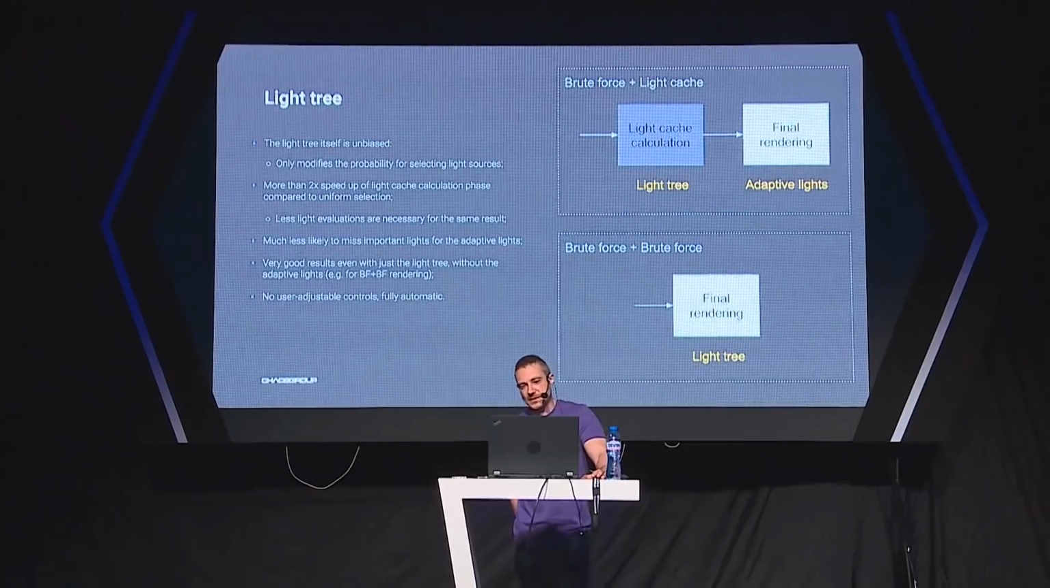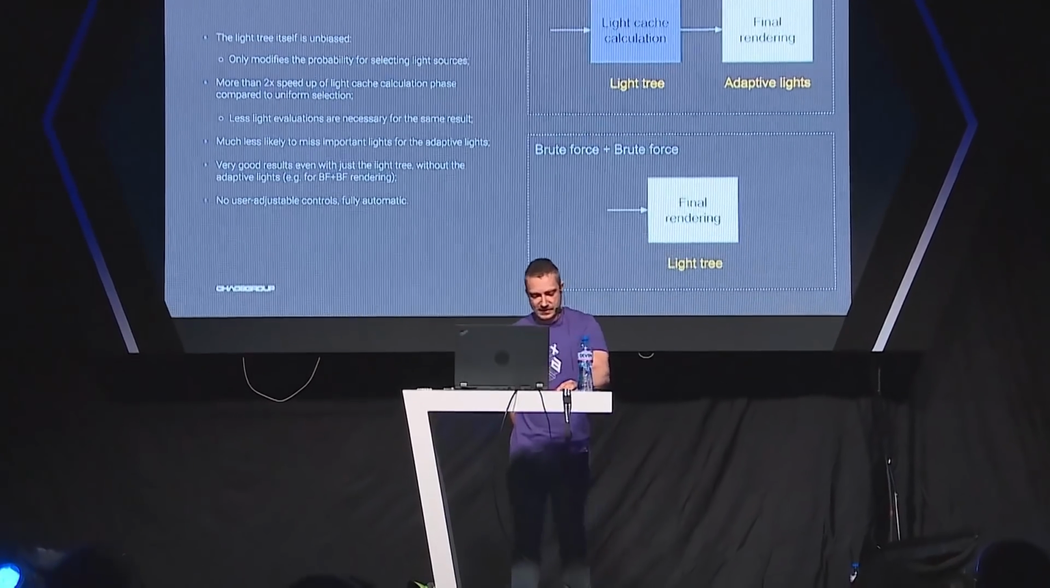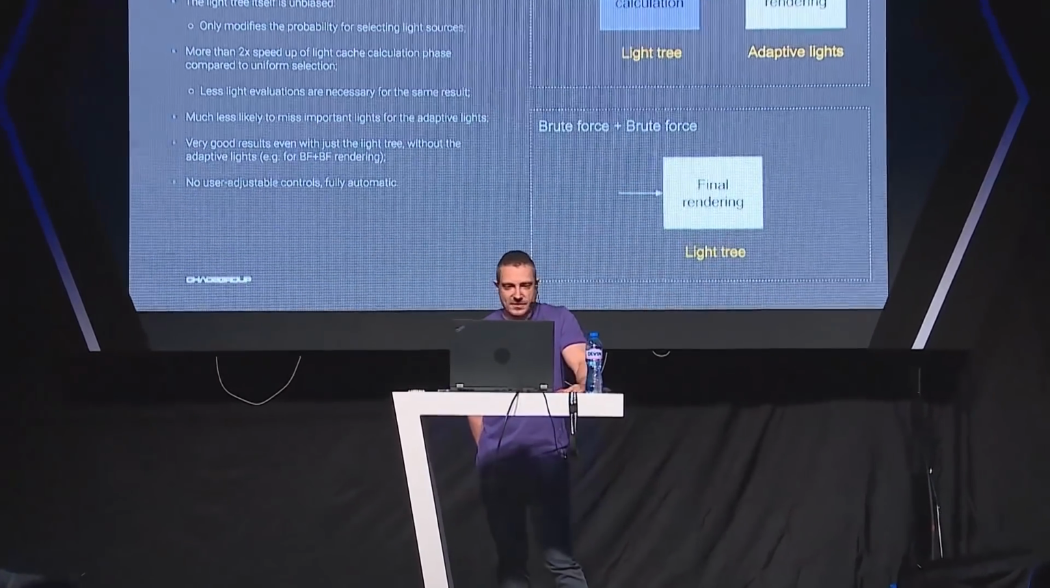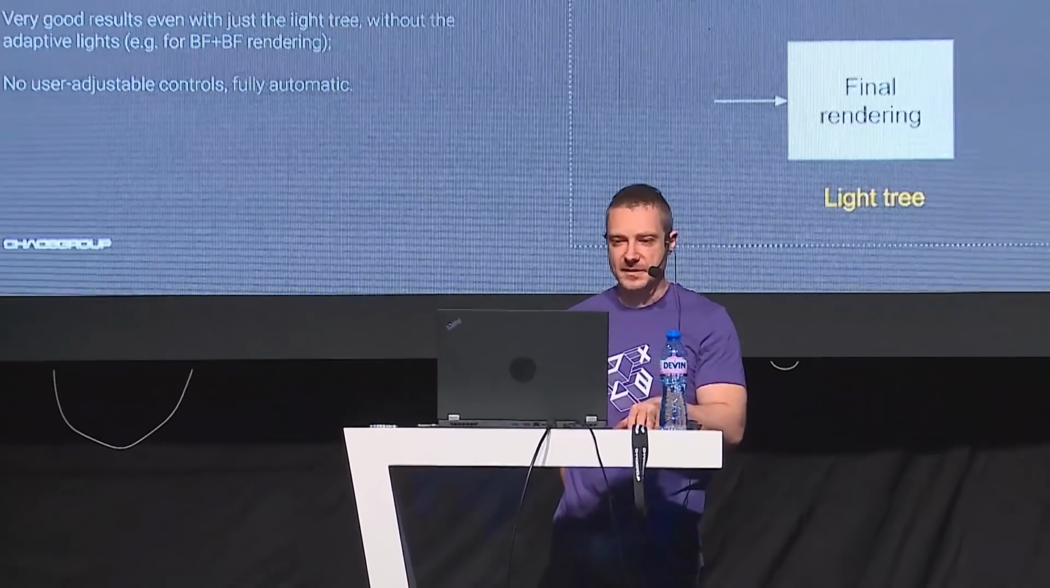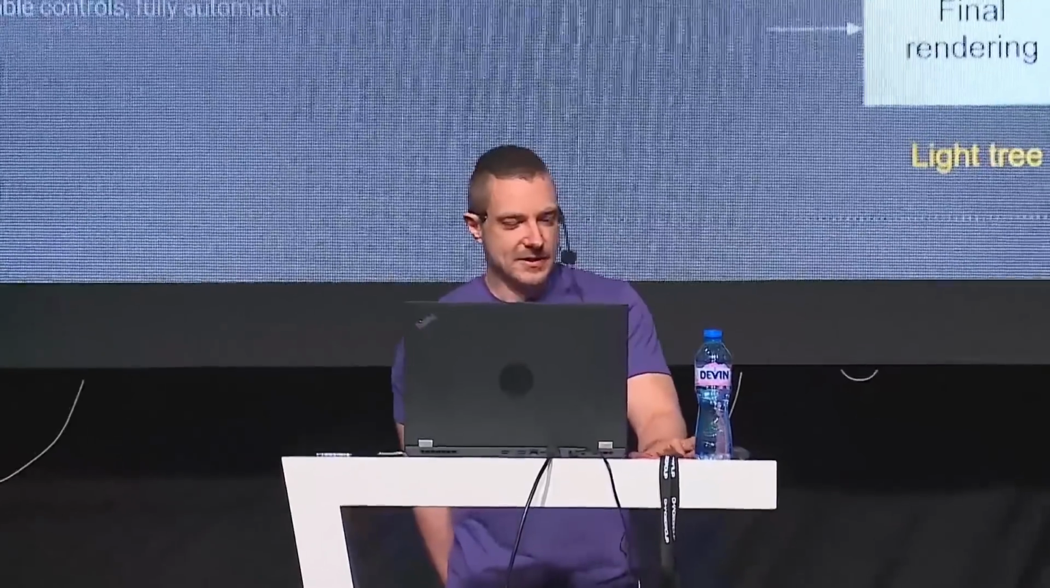And if we don't have the light cache, if we just use brute force rendering, then we just use the light tree itself. It's an unbiased algorithm because it really only modifies the probability for evaluating a light source. It doesn't actually remove light sources from the calculation.